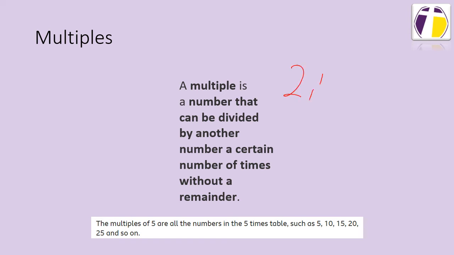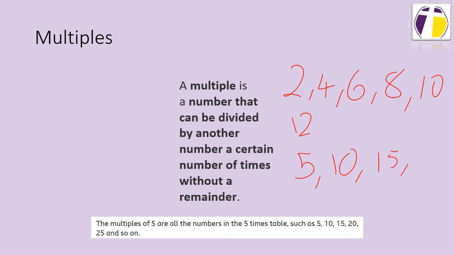So I've got 2, 4, 6, 8, 10, 12. They're my first few multiples of the 2 times. And I'll write the multiples of the 5 times also. Now I can see that there is one common multiple that I've drawn, 10. Now, you may be able to spot a pattern and work out what the next common multiple between the 2 and the 5 times table is. What do you think it could be?